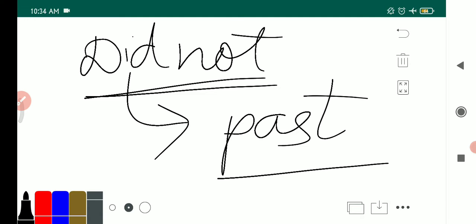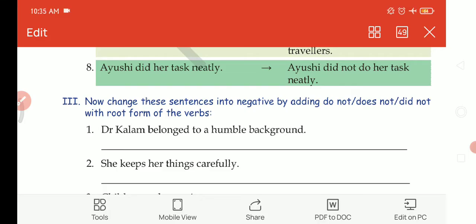And if a sentence is in simple present tense, then you have to see whether the noun or pronoun is singular or plural. If the noun or pronoun is singular, then you have to use does, and if it is plural, then you will have to use do. So I hope the concept of does, do and did are clear to everybody. Now we'll move to the exercises.